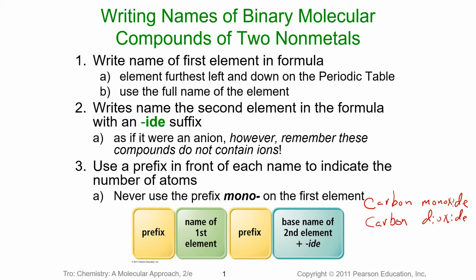Then we put the prefix in front of each name to indicate the number of atoms. If the first one is just one, we do not use the prefix mono. So in our example of carbon monoxide, which is CO, there's only one carbon, so we do not include the mono: we don't say monocarbon, we just call it carbon. We put the prefix in front of the oxide, and it becomes carbon monoxide. Carbon dioxide follows the same pattern when we've got two oxygens. So carbon first, then dioxide. The di tells us that there are two oxygens.